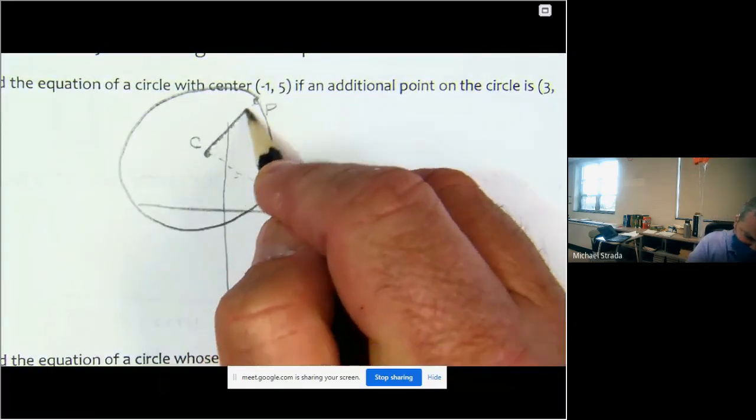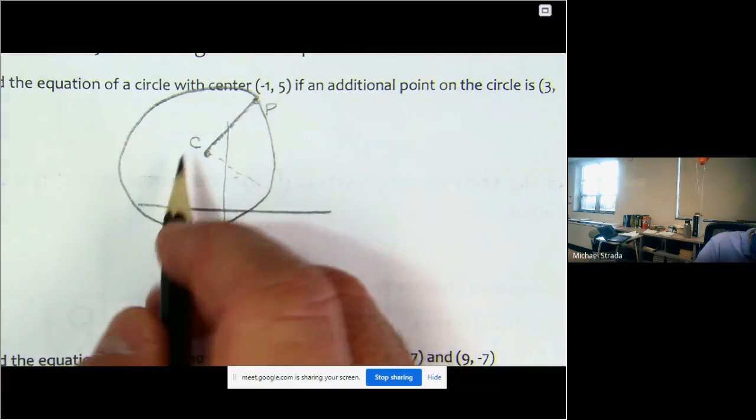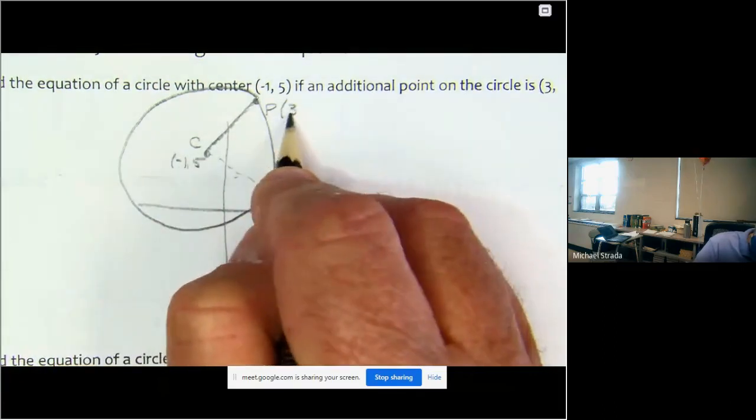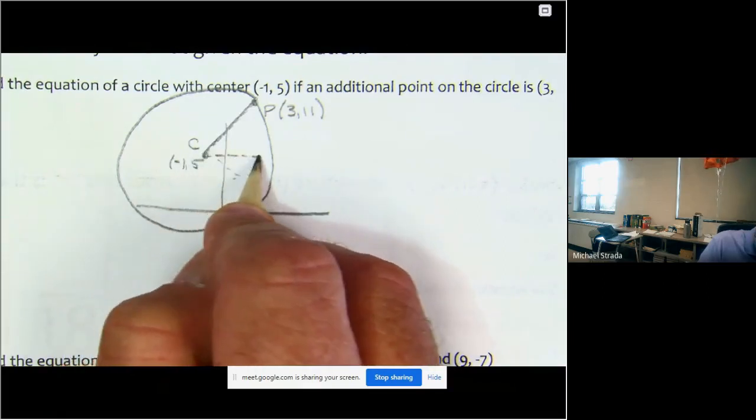The segment connecting the center to the point represents the what of the circle? The radius. So the center's at negative 1, 5, and the point is 3, 11. Based upon that, how do I find the length of the radius? Find the distance between 2 points. Distance formula. So you can either use distance formula, which is square root of x1 minus x2 squared plus y1 minus y2 squared.